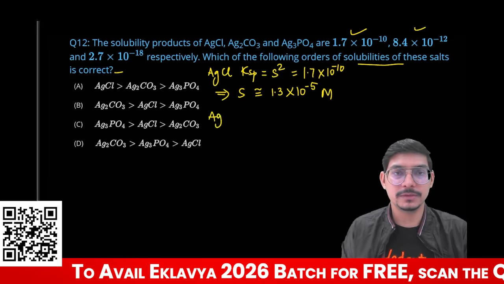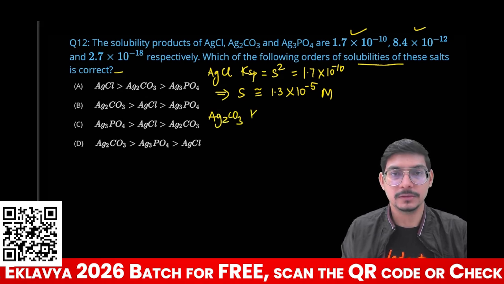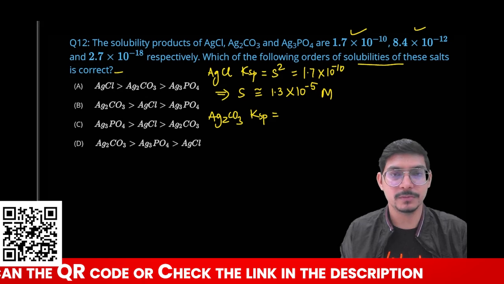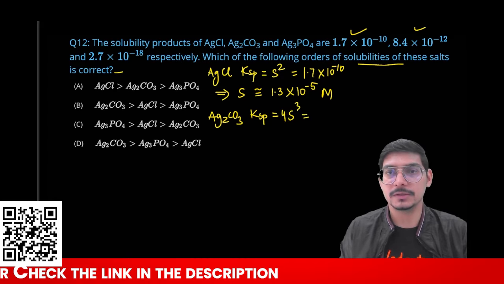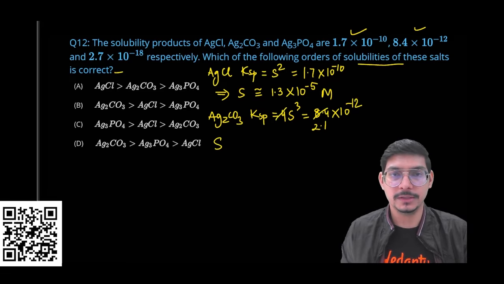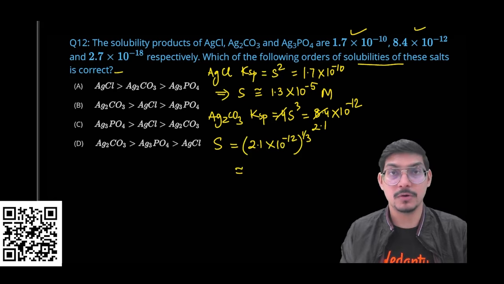For Ag2CO3, it is a 2:1 salt. It gives 2 cations and 1 anion. So it would be 2 raised to the power 2, which is 4S cube, equal to 8.4 into 10 raised to the power minus 12. When we solve this, the solubility of this silver carbonate compound comes out to be 2.1 into 10 raised to the power minus 12 raised to the power 1 by 3, that is the cube root. So this also approximately comes out to be 1.3. The cube root of 2.1 is approximately 1.3 into 10 raised to the power minus 4 molar.